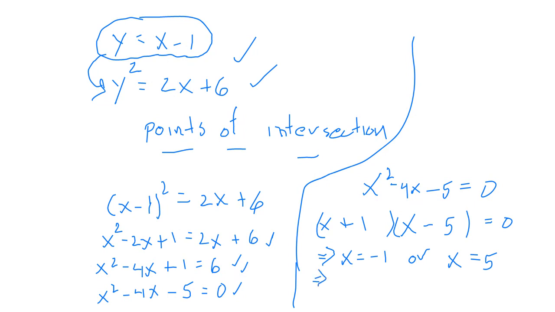If x equals negative 1, if we put negative 1 back in the first equation because it's easier, I'll get y equals negative 1 minus 1, which is negative 2. And if I put 5 back in the first equation, I'll get y equals 5 minus 1, which is 4. So you get intersection points of negative 1, negative 2, and 5, 4. Those are the two intersection points.